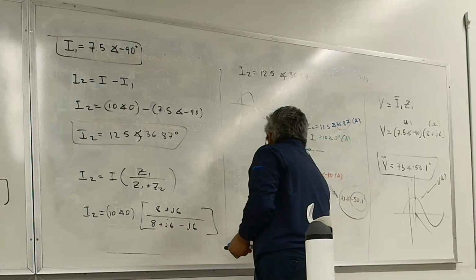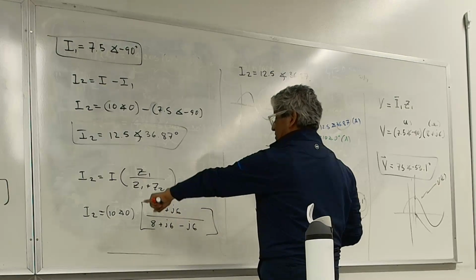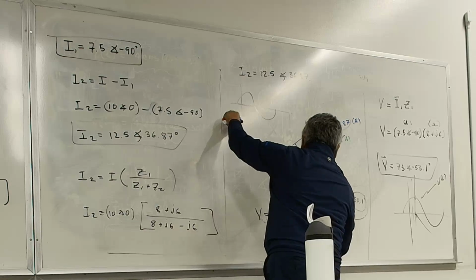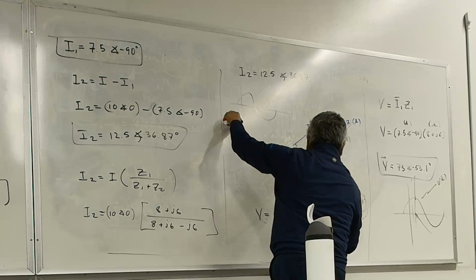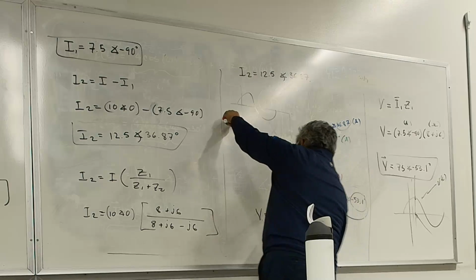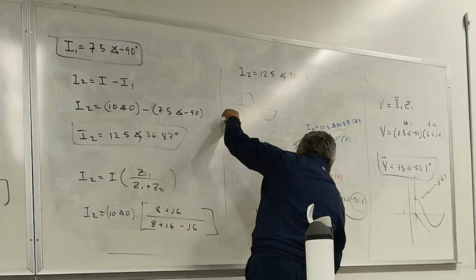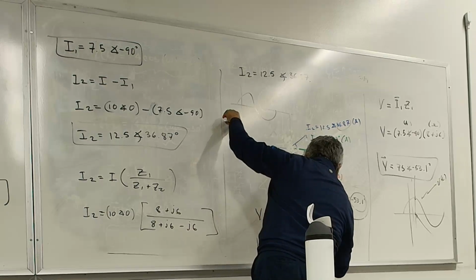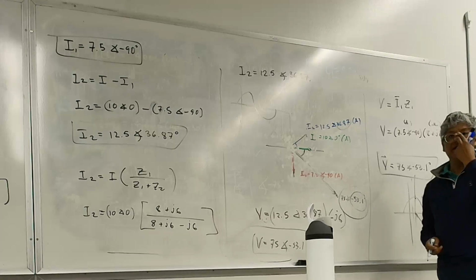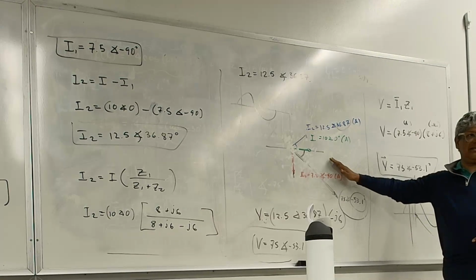You can say V is also equal to I2, which is 12.5 angle of 36.87 degrees times minus J6, and that should give you the same thing, 75 angle approximately minus 53.1 degrees. Does it make sense? That's the piece that I want to make sure that you guys can see this, right?